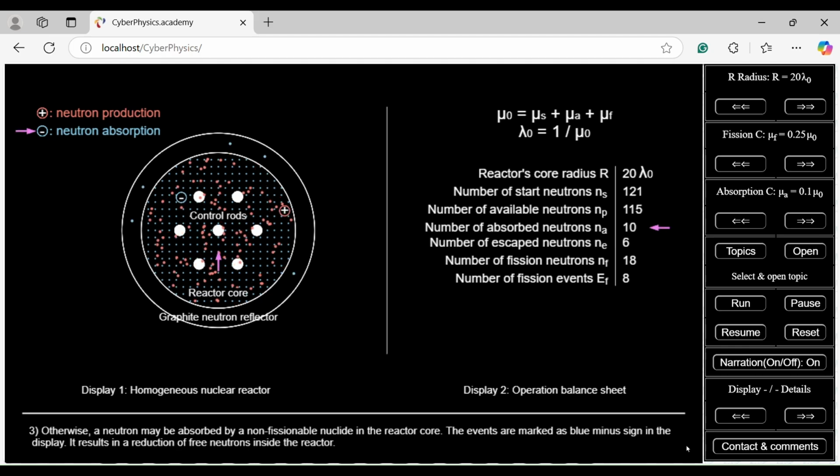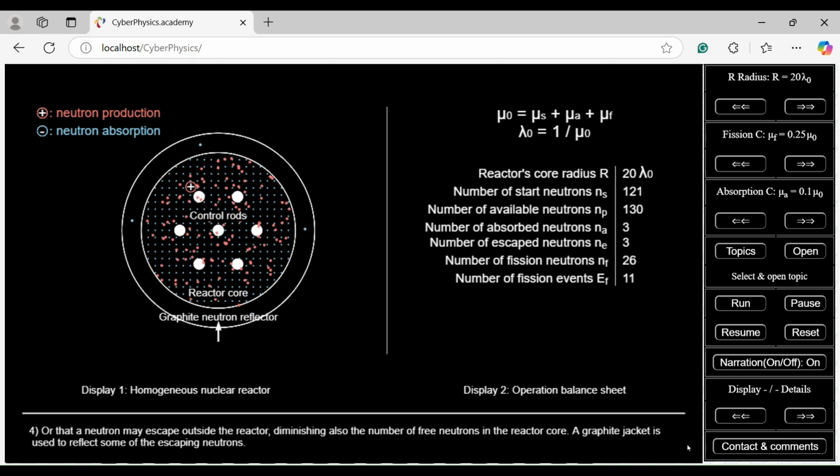Otherwise, a neutron may be absorbed by a non-fissionable nuclide in the reactor core. The events are marked as a blue minus sign in the display. It results in a reduction of free neutrons inside the reactor. Or a neutron may escape outside the reactor, also diminishing the number of free neutrons in the reactor core. A graphite jacket is used to reflect some of the escaping neutrons.